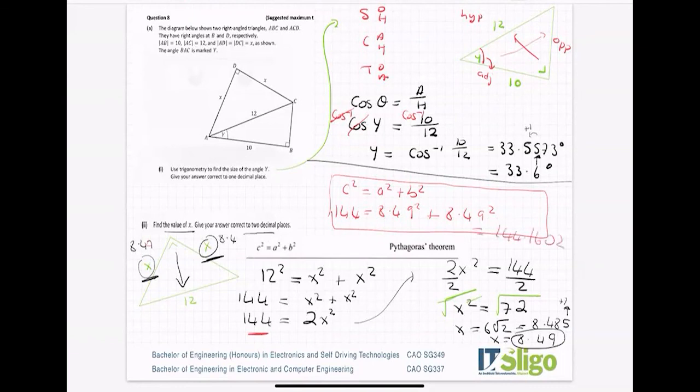and I get 144.1602. Okay, which is a little bit above the 144. That's because we rounded up, so that's correct. Okay, and that ends that question.